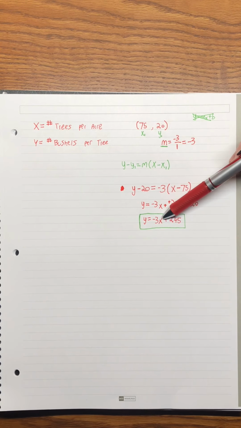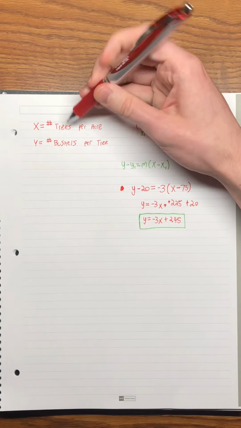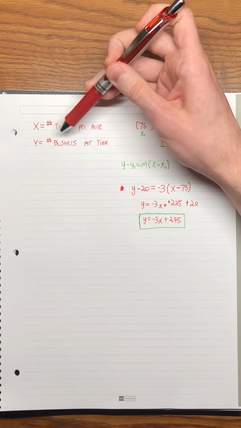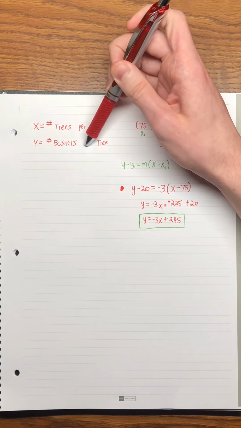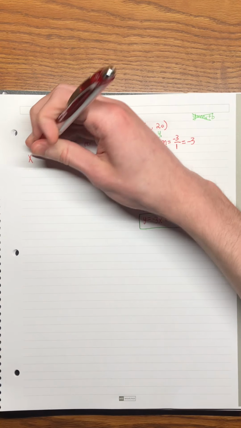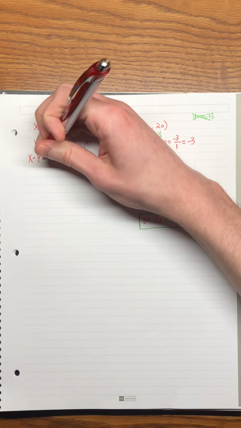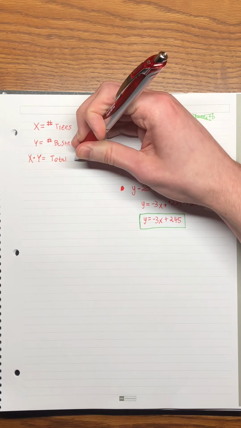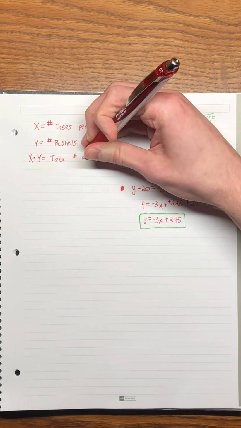So why is this important? Why do we need this formula? Well, think back to what the question is asking. The question is asking, how many trees should she plant per acre to maximize her harvest? So if we multiply the number of trees per acre with the number of bushels per tree, we're going to equal the total amount of fruit, the total number of bushels.